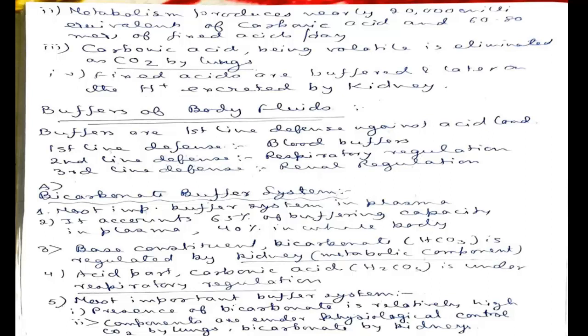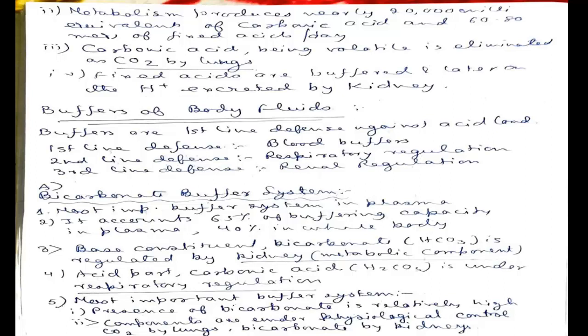Now some things about the bicarbonate buffer system. It is the most important buffer system in plasma. It accounts for 65% of buffering capacity in plasma, 40% in the whole body. The base constituent bicarbonate is regulated by the kidney, or it is the metabolic component, and the acid part, carbonic acid, is under respiratory regulation.